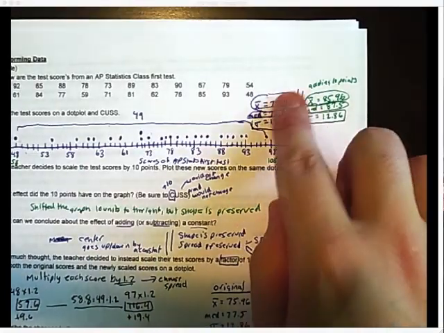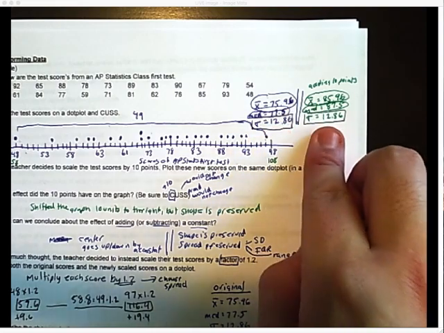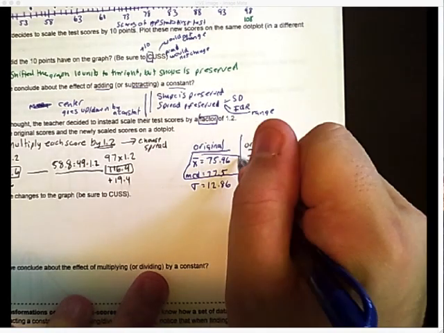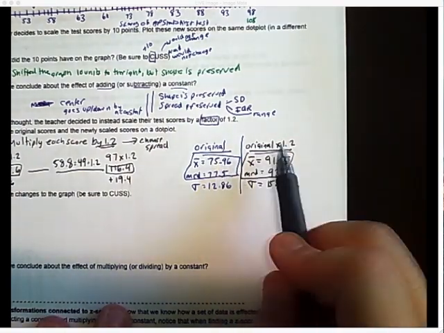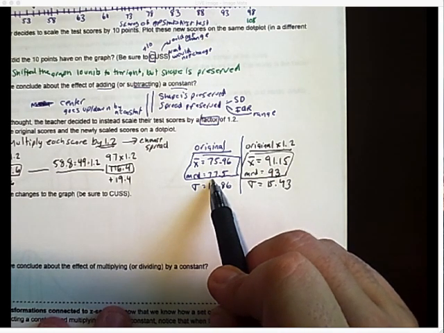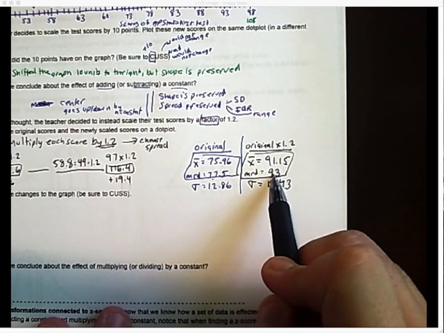So when we added a number, it changed the center, but it didn't change the spread. When we multiply by a number, it changes the center. If you took 75.96 times 1.2, you would get 91.15. 77.5 times 1.2 is 93.